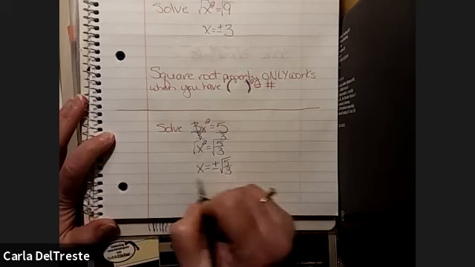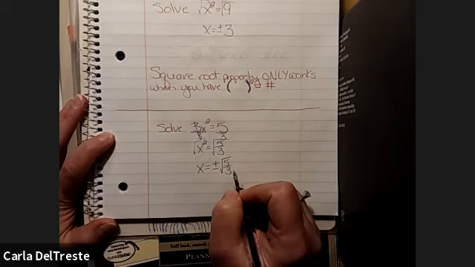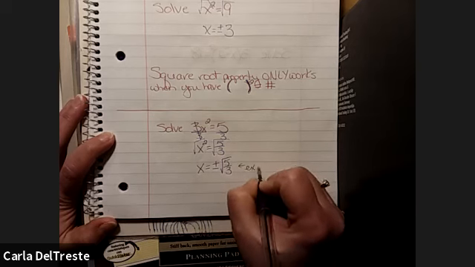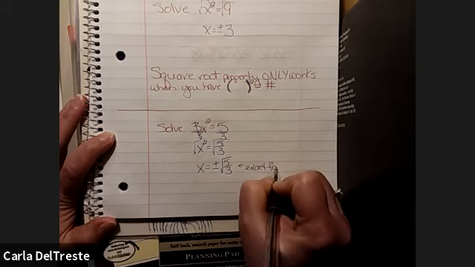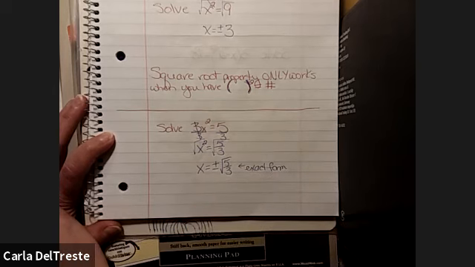I can leave my answer like this. Okay, we are allowed to do that. This would be considered an exact form, and that's when you don't simplify the square roots or the radicals. Radical is also another word for the root sign.